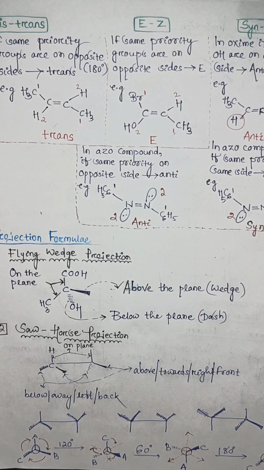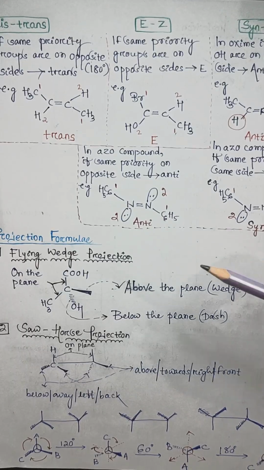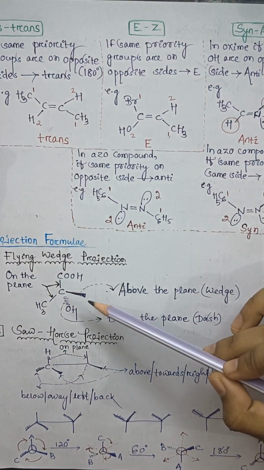Here are the 4 important formulas. We will go one by one. First we will start with the flying wedge projection formula. Basically this representation is for flying wedge projection.